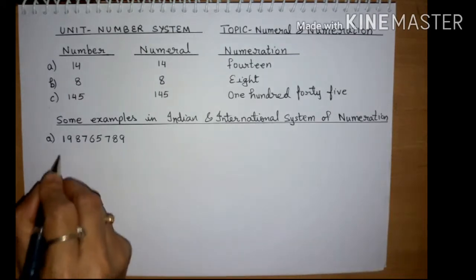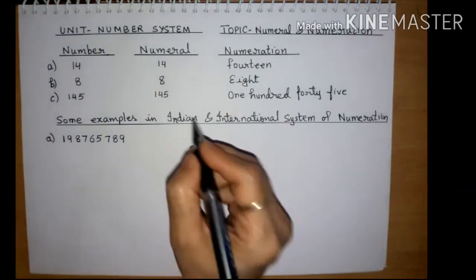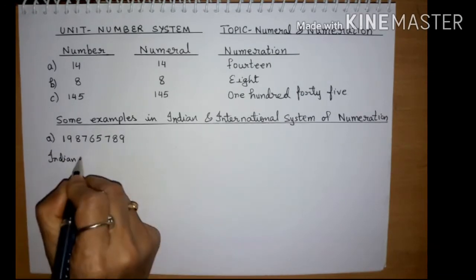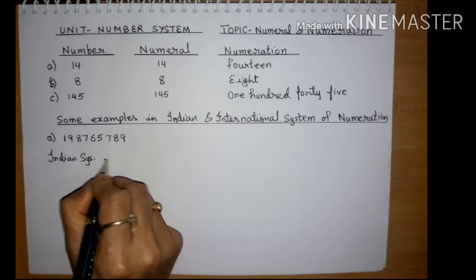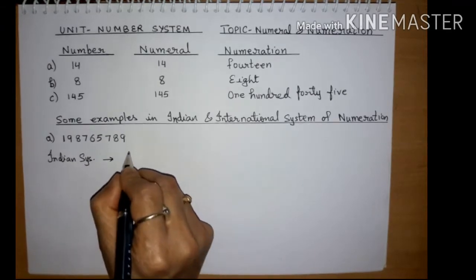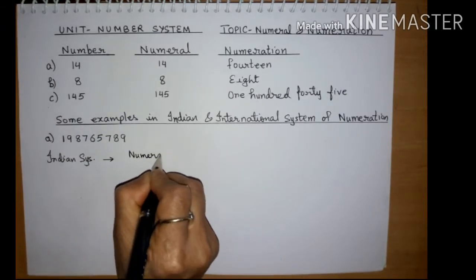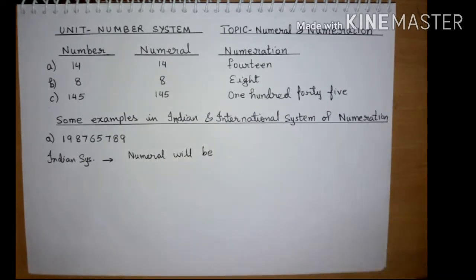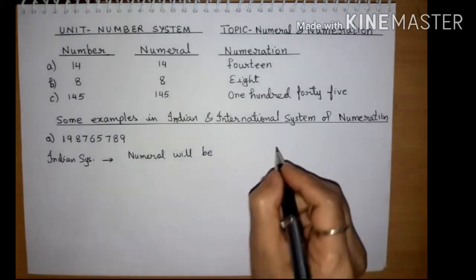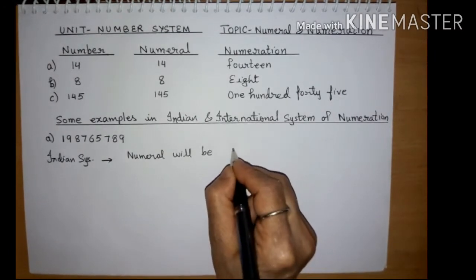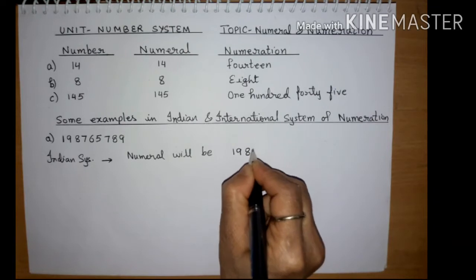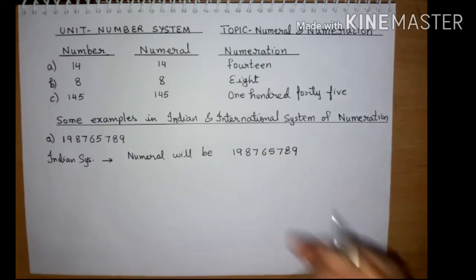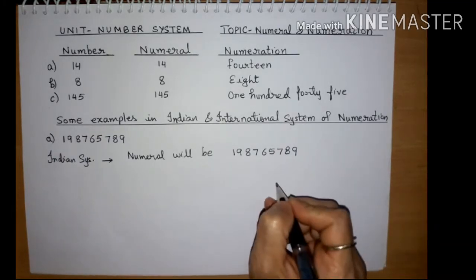Now this one, for example, if we want to first write it in the Indian numeration system, that is the Indian system. According to the Indian system, the numeral will be, we start putting commas from the right side, right? So first you copy the digits 1, 9, 8, 7, 6, 5, 7, 8, 9, right? Now from the right side we start.